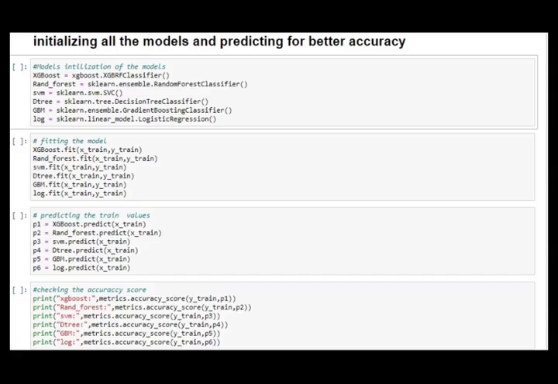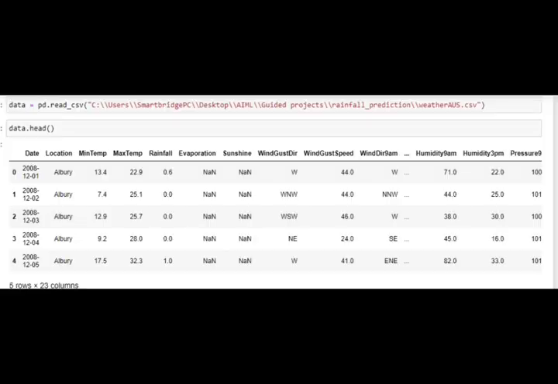Here I am initializing different machine learning models like XGBoost, Random Forest, SVM. Then I train the models using the training data, make predictions, and finally compare the accuracy scores to find the best performing model. After loading the dataset, I am displaying the first 5 rows using the head function.